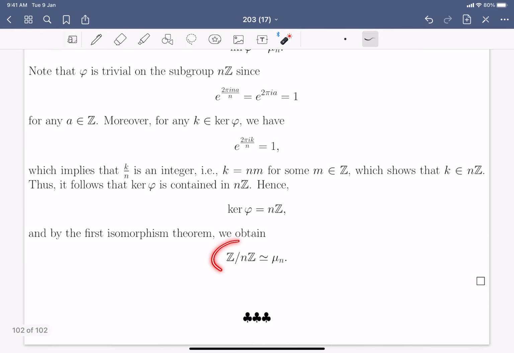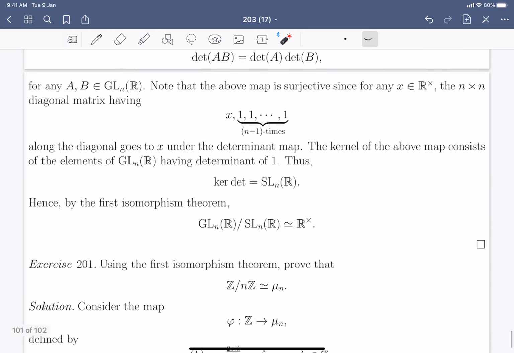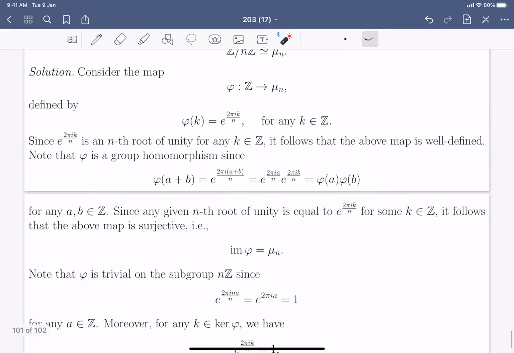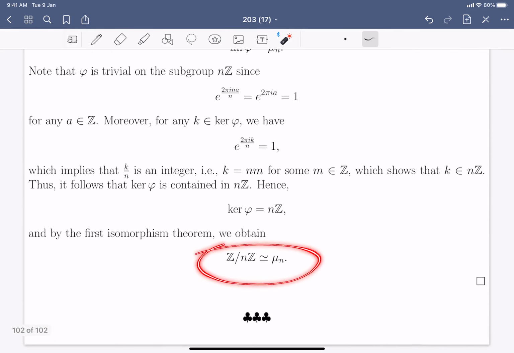As you see, we have been using the first isomorphism theorem to establish some statements that you already knew. I don't remember whether you knew this or not, at least in this specific form, but you of course knew this isomorphism, that these two groups are isomorphic. So what I'm trying to point out is that the first isomorphism theorem can be thought of as a result more general than some of the statements that we have seen so far.